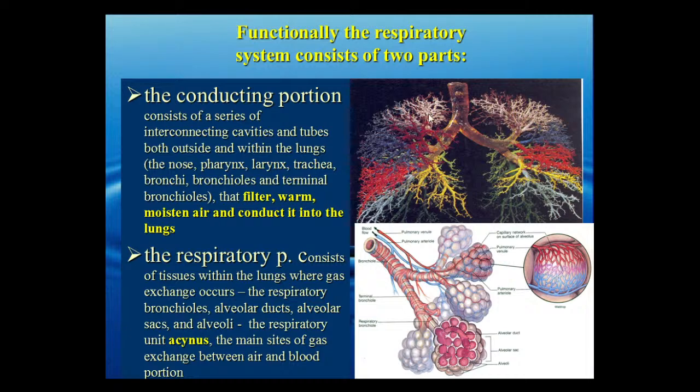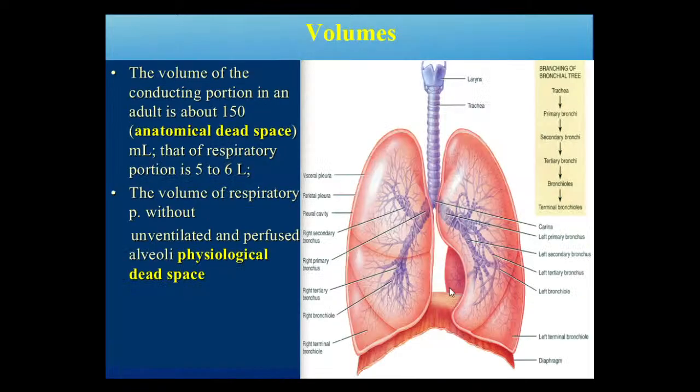So, 2 functional parts of the respiratory system: the conducting portion, where gas exchange doesn't occur, and the respiratory portion, where gas exchange between air and blood occurs. Here you can see both functional portions: the blue color is the conducting portion, and the tissue of the lungs, the rose color, is the respiratory portion of the respiratory system.